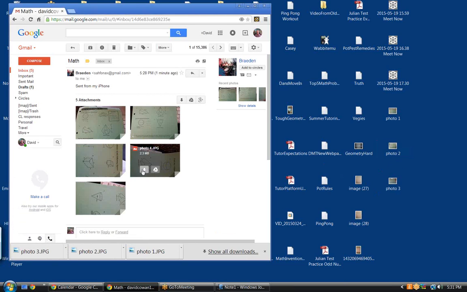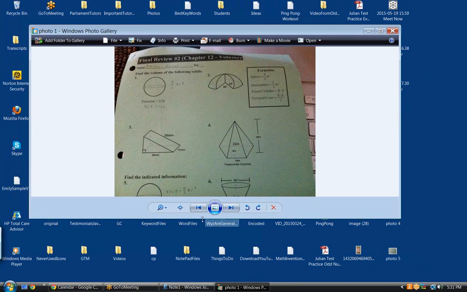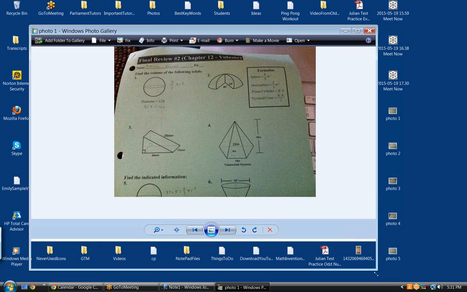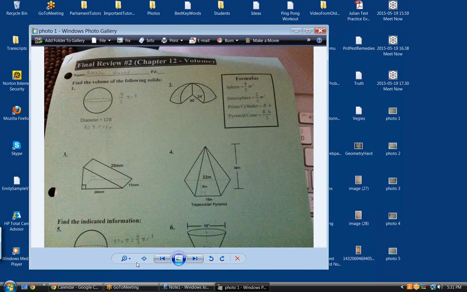Is there any page that's more important than the others? Because I doubt we're going to have time for 5 pages worth. Typically when people send me 3 pages, it's tough to cover even 3 pages in one session. Yeah, these ones are pretty quick by the looks of it. All right, let's have a look at it. Do we want to start with 1?